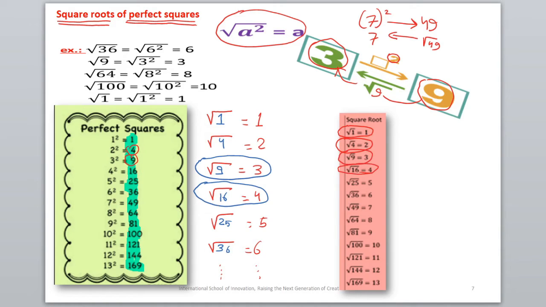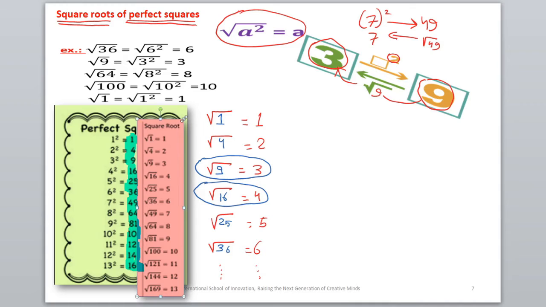So let me bring them beside each other. I think it will be clearer if you see them beside each other. I want to make it bigger a little bit. Just compare them. 1 squared is equal to 1, and radical 1 is equal to 1. 2 squared is equal to 4, so radical 4 is equal to 2. 3 squared equals 9, radical 9 equals 3.